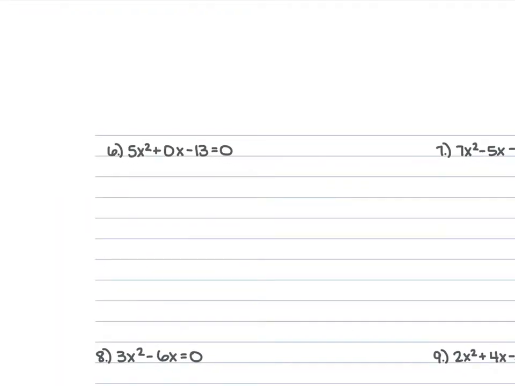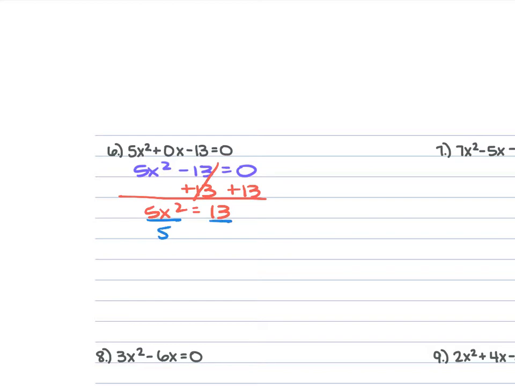For 6, we are given 5x squared plus 0x minus 13 is equal to 0. So this is the same thing as saying 5x squared minus 13 is equal to 0. So if I wanted to solve this by adding the 13 to both sides and then dividing each side by the 5, I could do that. So x squared would equal 13 over 5.